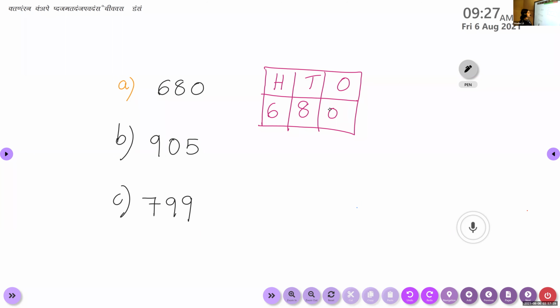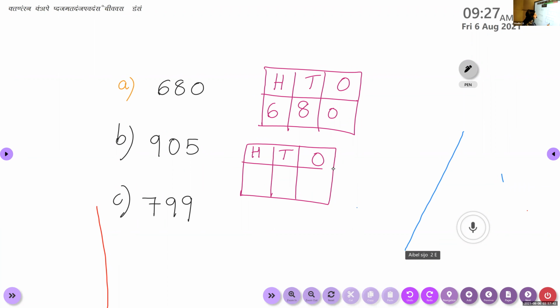Daksha Deepak, please unmute. Yes, ma'am. Again, HTO. Next question. In 100 place, which digit we have to write? We have to write in 100 place 9. The digit 9. Then tens place? 0. Ones place? 5. Okay.